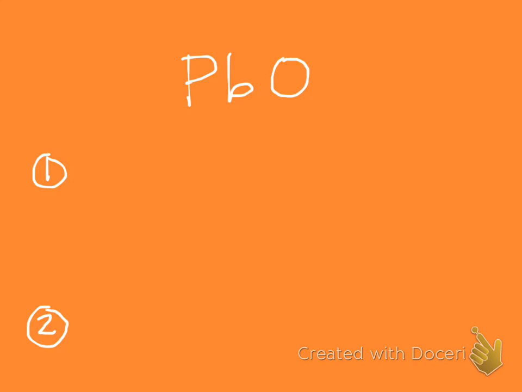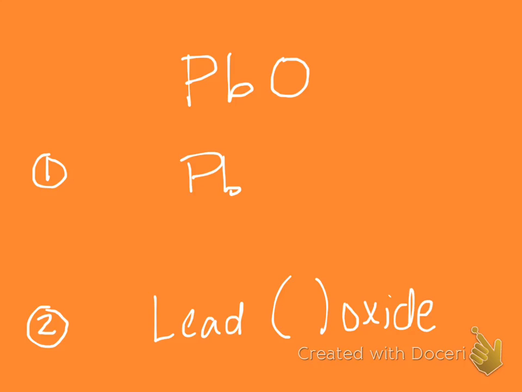Okay, so if we start with that second step, we know that this is lead something oxide, right? So far so good? Okay. We're going to do our reverse crisscross. We know that lead, because it's the metallic ion, is going to be positive. Oxygen's going to be negative. If we do our reverse crisscross, we get 1 and 1.